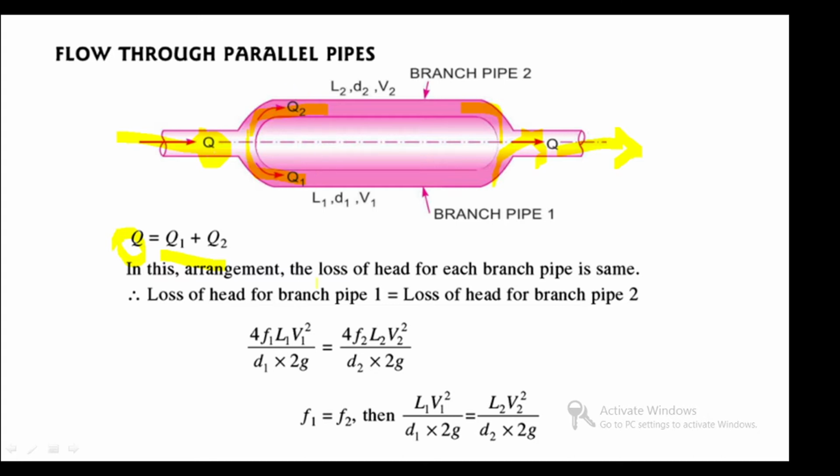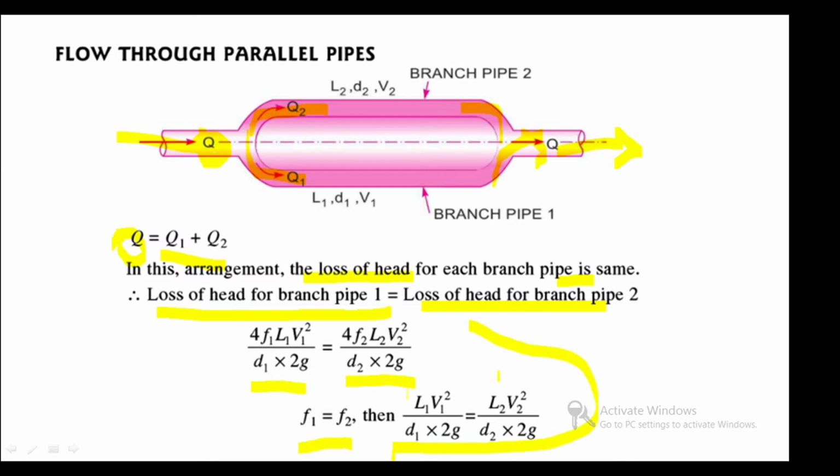In this arrangement the loss of head for each branch of pipe is the same. So loss of head for pipe 1 equals loss of head for pipe 2. So 4F1L1V1 square divided by D1 2G equals 4F2L2V2 square divided by D2 2G. Here F1 equals F2. This is the final equation.